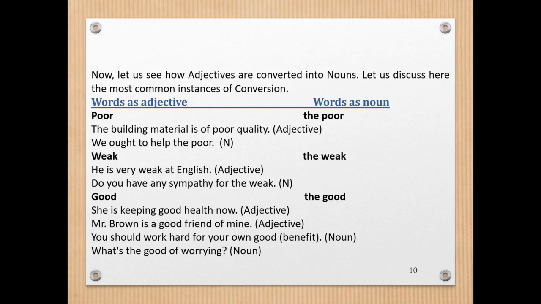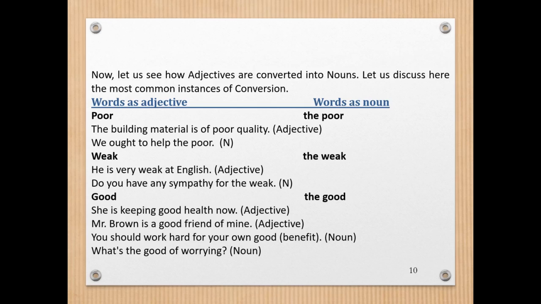So you're using the word as an adjective, and this is a common usage, but you can use it in a different way also. You should work hard for your own good. Good here means benefit. Okay, for your own good. You should work hard for your own good.